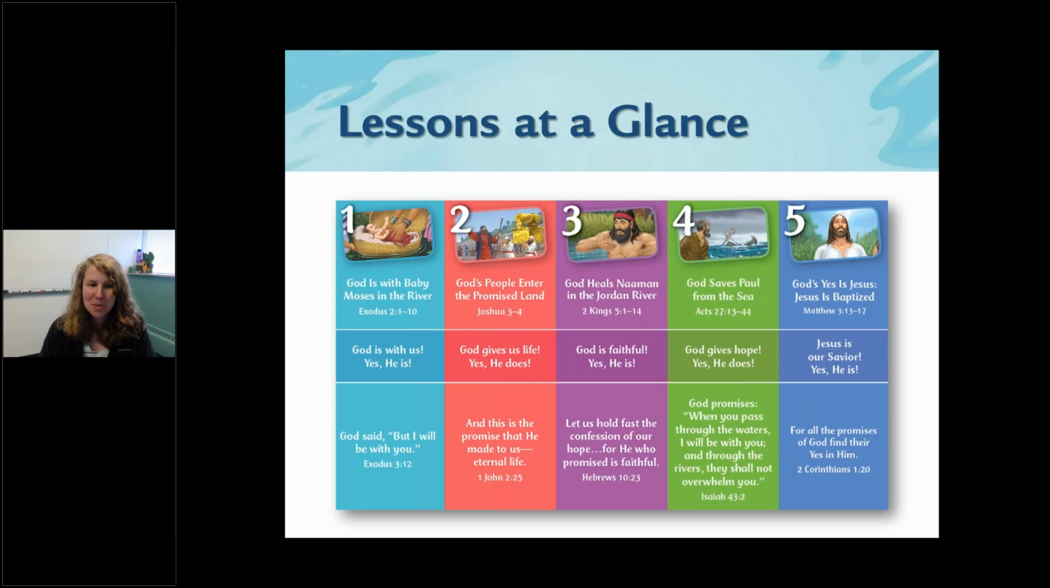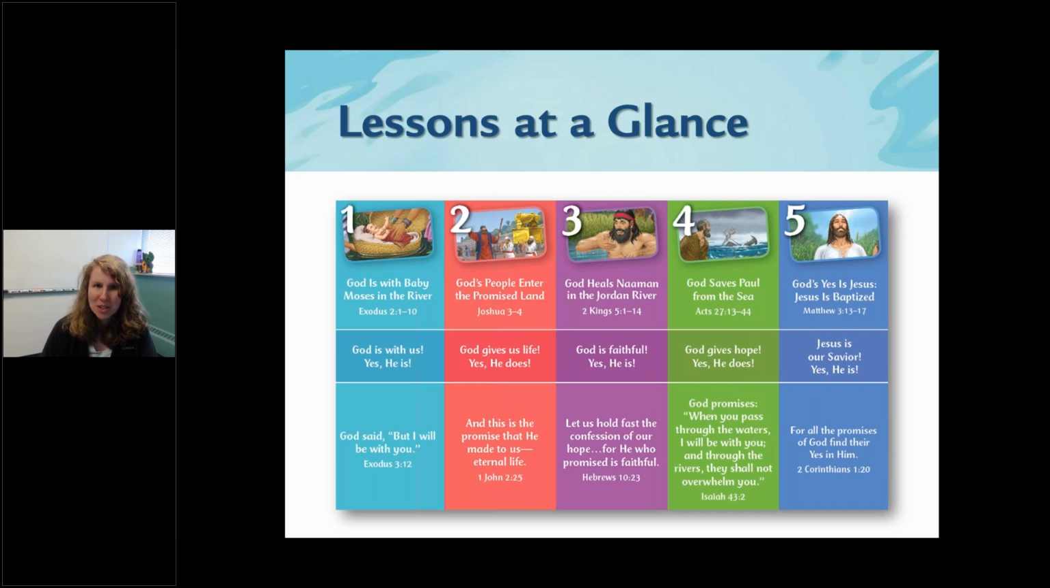And we think about our verse from Hebrews, let us hold fast to the confession of our hope, for he who promised is faithful. Then we move on to day 4. We skip forward to the New Testament. God saves Paul from the sea. If you remember, Paul was shipwrecked.